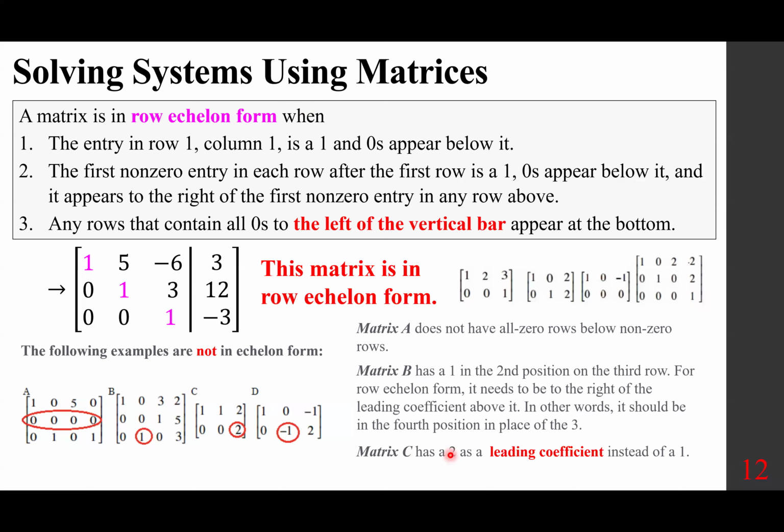Matrix C has a 2 as a leading coefficient instead of 1. If you look at the first row, 1, that's good. Below is 0, that's good. The second one, the first entry must be 1, and it's not.